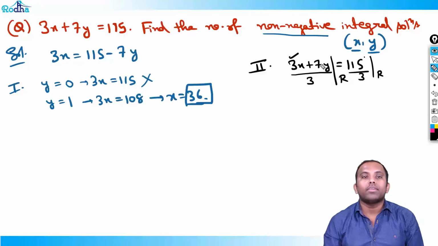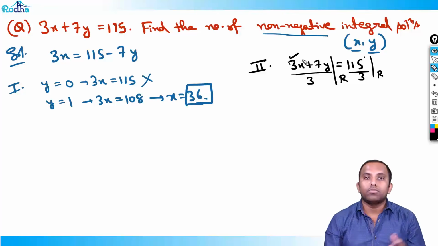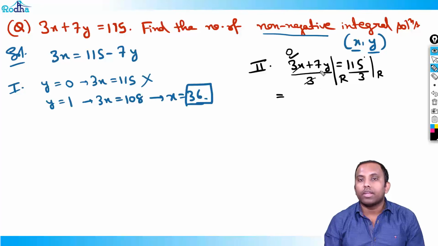What is the divisibility rule for 3? The sum of the digits should be divisible by 3. That means this part is 0 and this part is 0. So here we get 7 by 3. What is the remainder? 7 by 3, remainder is 1. So you can make it 1 into y. Now the divisibility rule for 3 is the sum of the digits, so for 115, 1 plus 1 plus 5 is 7.